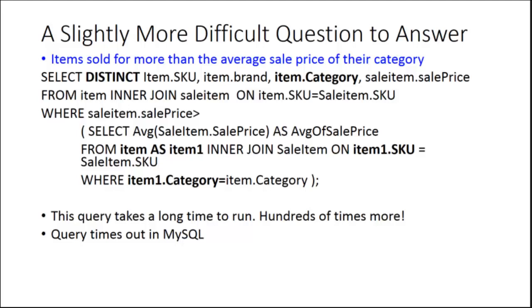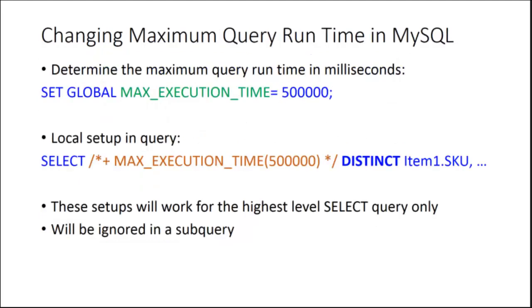If you run this query in MySQL, it times out and returns an error after a while, about 30 seconds. It takes roughly hundreds of times longer to run this query compared to the previous query. If you use Access, you have to wait several minutes. But with the existing database, you may get the result. How can we get around long running times?